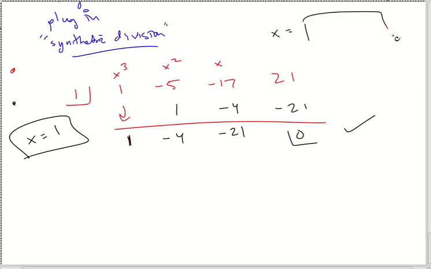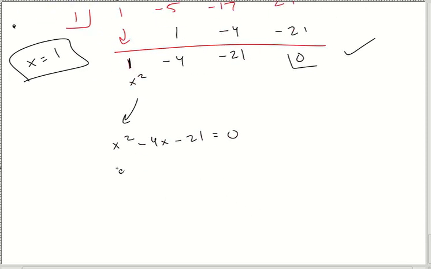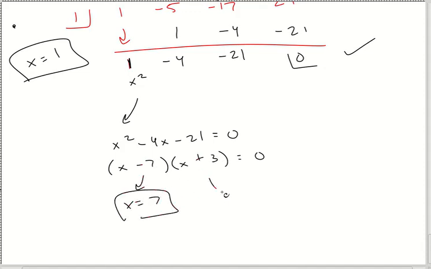They say x equals what? And you're going to start putting the numbers in, 1. But notice now that we had an x cubed, this is now an x squared. If I rewrite it, I've got x squared minus 4x minus 21 is equal to 0. And I bet we can factor this thing. What two numbers multiply to make negative 21, but add up to negative 4? It'd be negative 7 and positive 3, and therefore my other answers are 7 and negative 3.